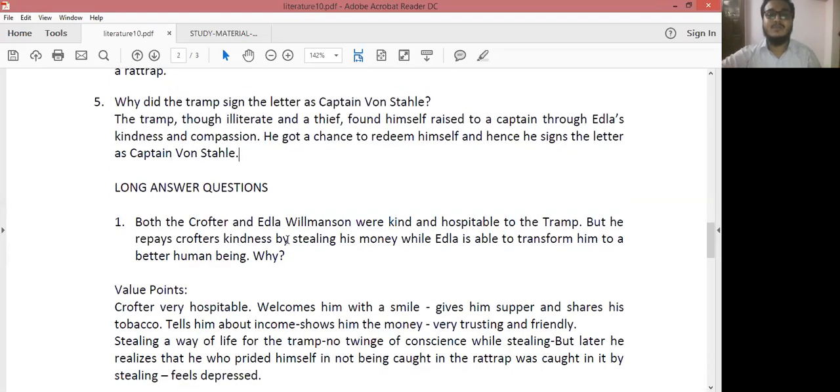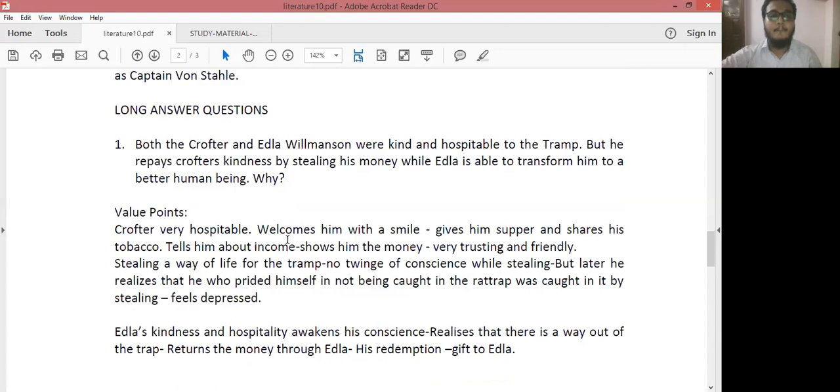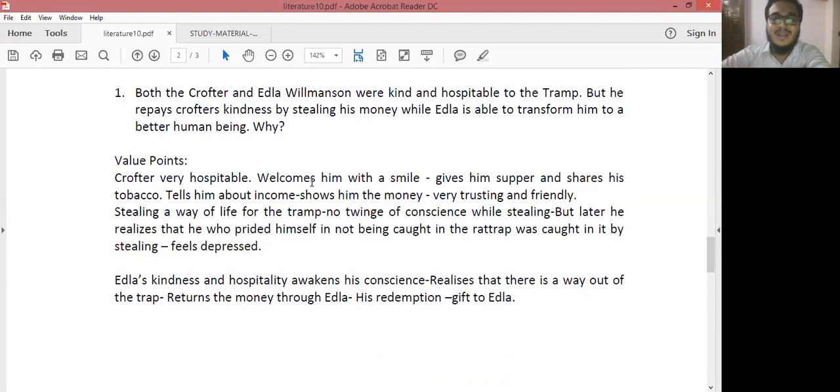Okay. So now comes a long question. Both the crofter and Edla Williamson were kind and hospitable to the tramp, but he repays the crofter's kindness by stealing his money, while Edla is able to transform him into a better human being. Why? Students, here I've shared some key points. You can take it as a photograph, write it down as a long answer, properly describing, and share it to me on WhatsApp, and I can tell you whether you have written correctly or not.